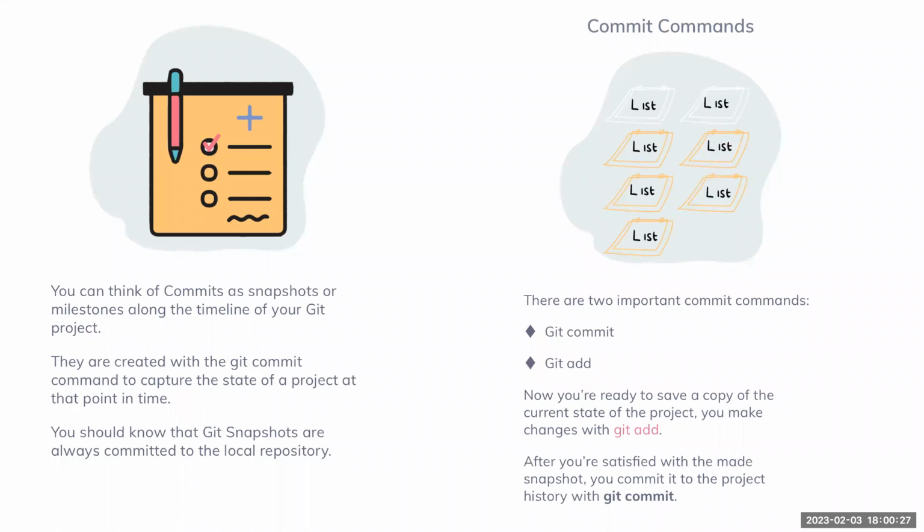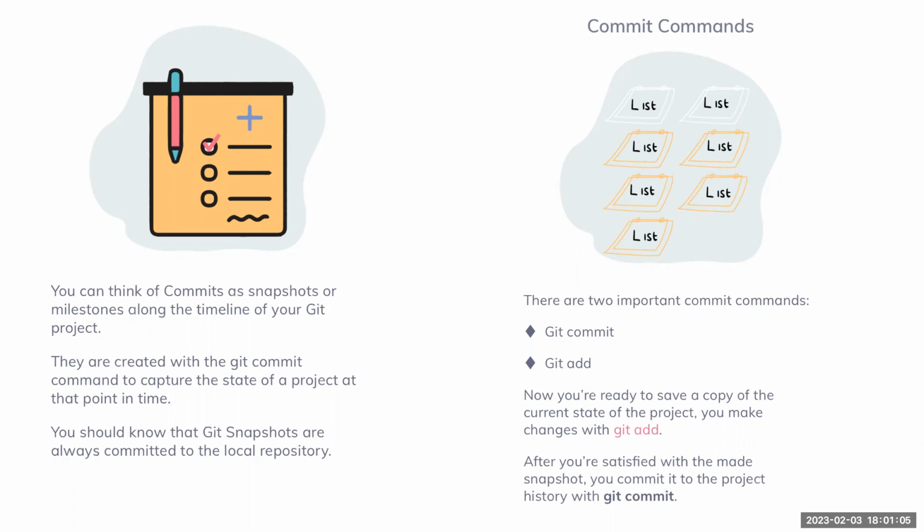There are two important commit commands: one is git commit and one is git add. When you use them, you are ready to save a copy of the current state of the project. You make changes with git add. You have a new change, so you first add it using the command git add. Then, after you're satisfied with the snapshot, you commit it to the project history with git commit.